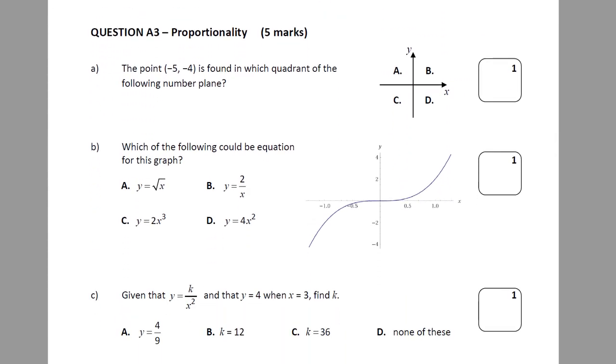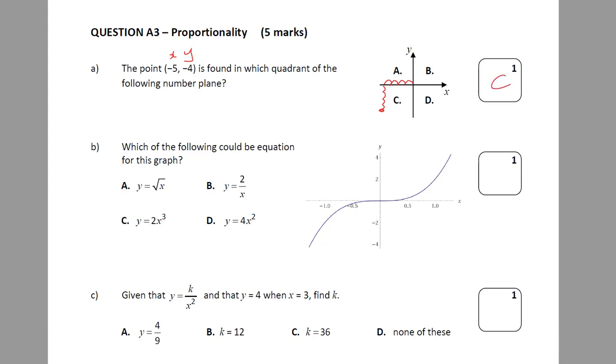A3, where's the point (-5, -4)? Well, that's an X, that's a Y. It might not be marked, but we should know that this is the negative direction on the x-axis, and this is the negative direction on the y-axis. We're down here in the C quadrant.